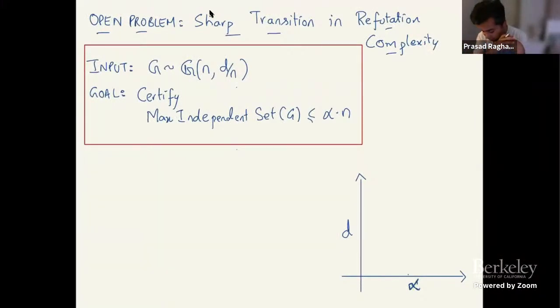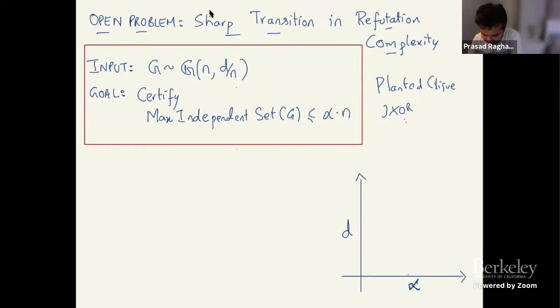So here, the next thing I want to mention is a couple of open questions in sum of squares lower bounds. The first open question is to prove a sharp transition in the refutation complexity. We have lower bounds for SOS for planted clique. We also have nice lower bounds for many problems, 3XOR and so on. But some of those transitions are not sharp. So this is one of the sharp transitions which I'm quite interested in.